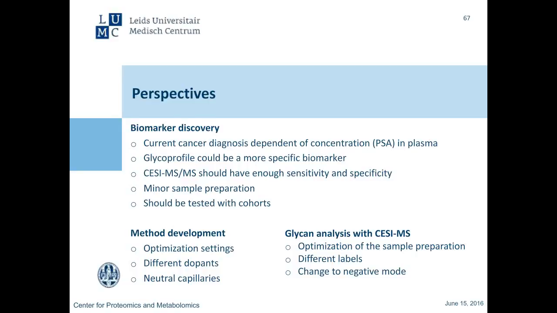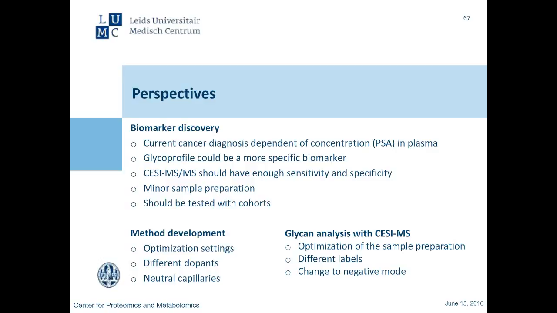Now I come to the end of my presentation, and as a perspective for what I have shown you today, for the biomarker discovery, as I showed, currently cancer diagnosis is really dependent on the concentration of a certain protein in plasma. It's not always specific enough to really conclude anything out of that. We believe that a glycoprofile could be a way more specific biomarker, and using the CESI MS, we have enough sensitivity and specificity to figure this out. We only need minor sample prep.